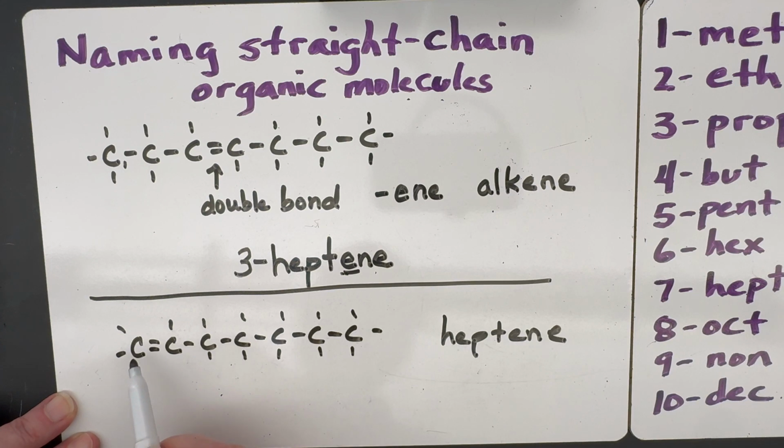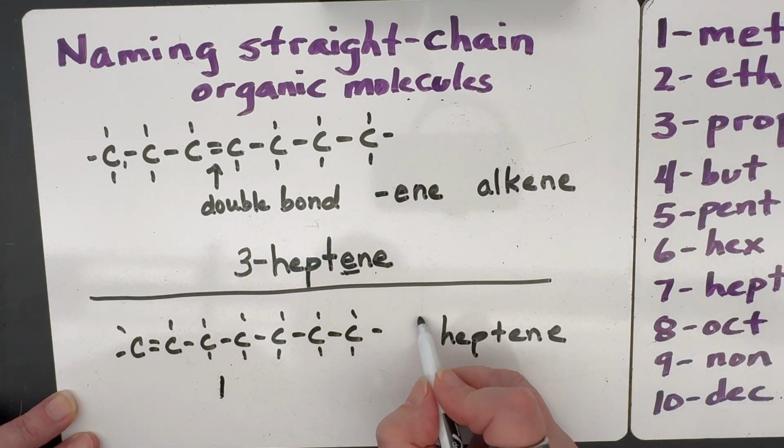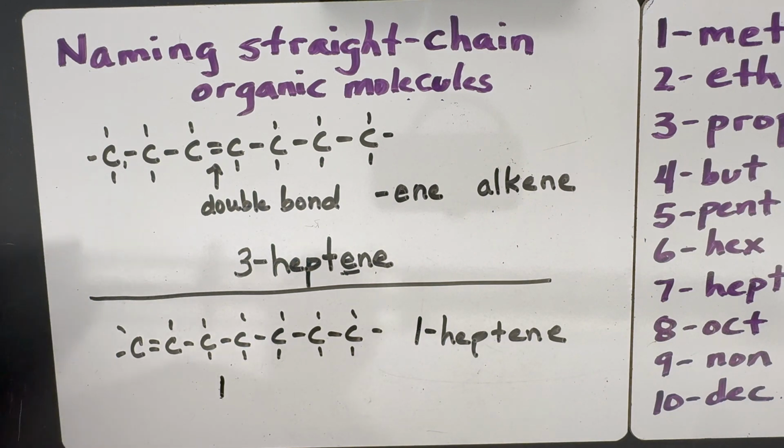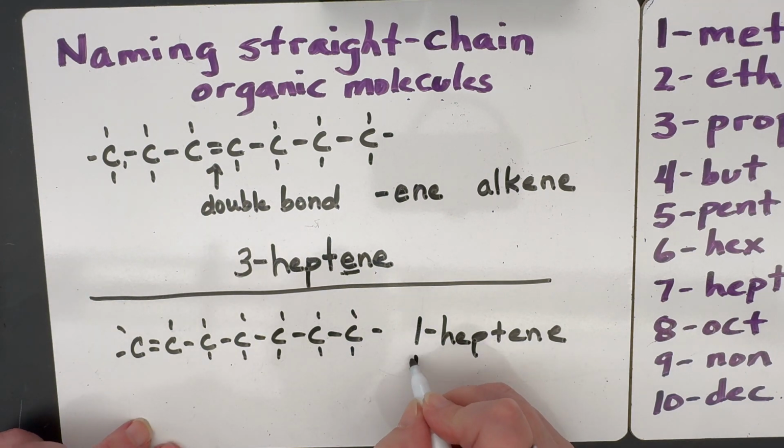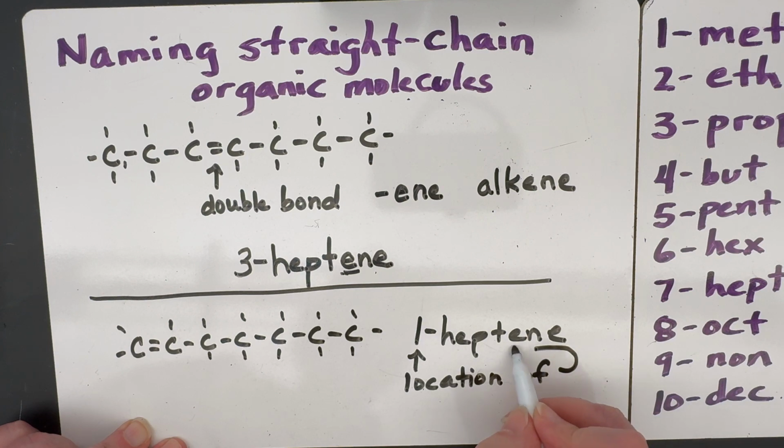This one is between carbon 1 and 2, so this would be heptene. 1-heptene, because it's between 1 and 2. The number in front is the location of the ENE double bond.